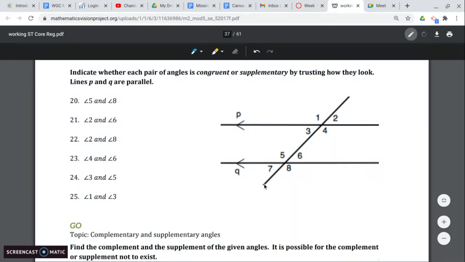All right, now we're looking at our next conjecture, our parallel lines cut by a transversal. So number 20, we have 5 and 8. These are across from each other. What kind of angles are across from each other? Vertical ones, and they are congruent.